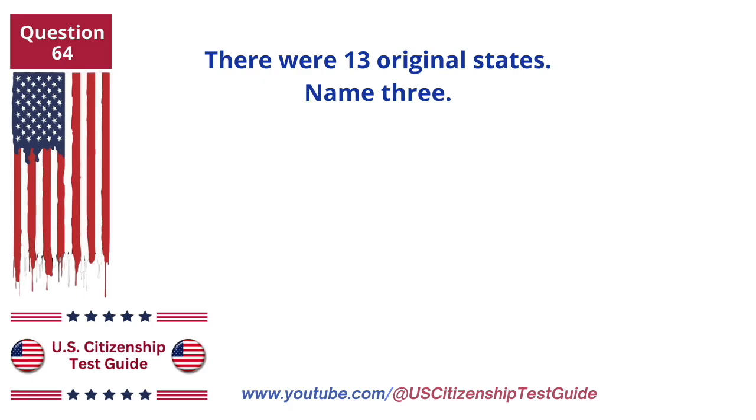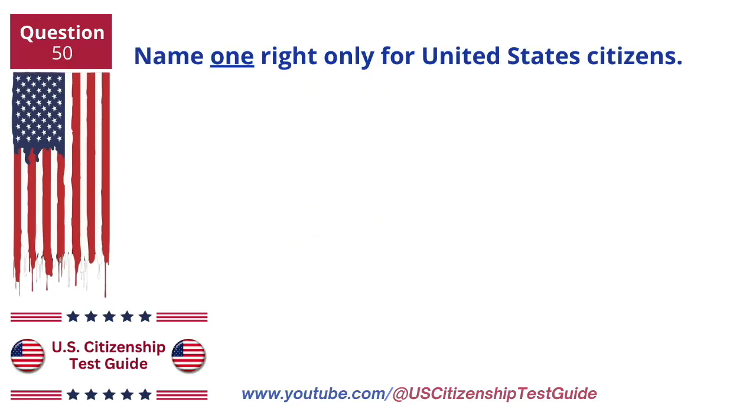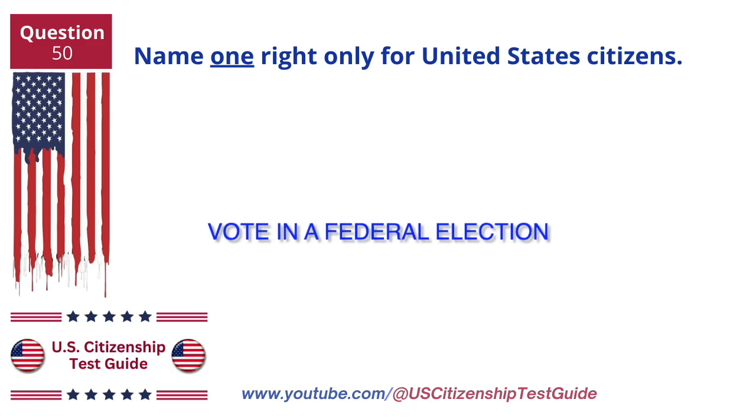There were 13 original states. Name 3. New York, New Jersey, and Pennsylvania. Name one right, only for United States citizens. Vote in a federal election.